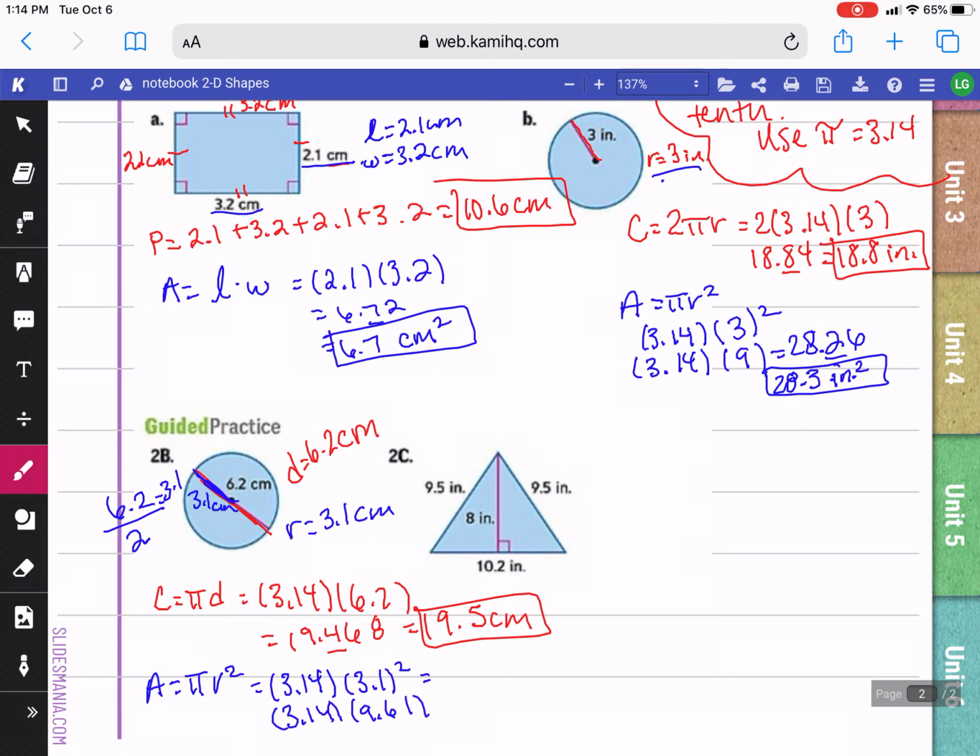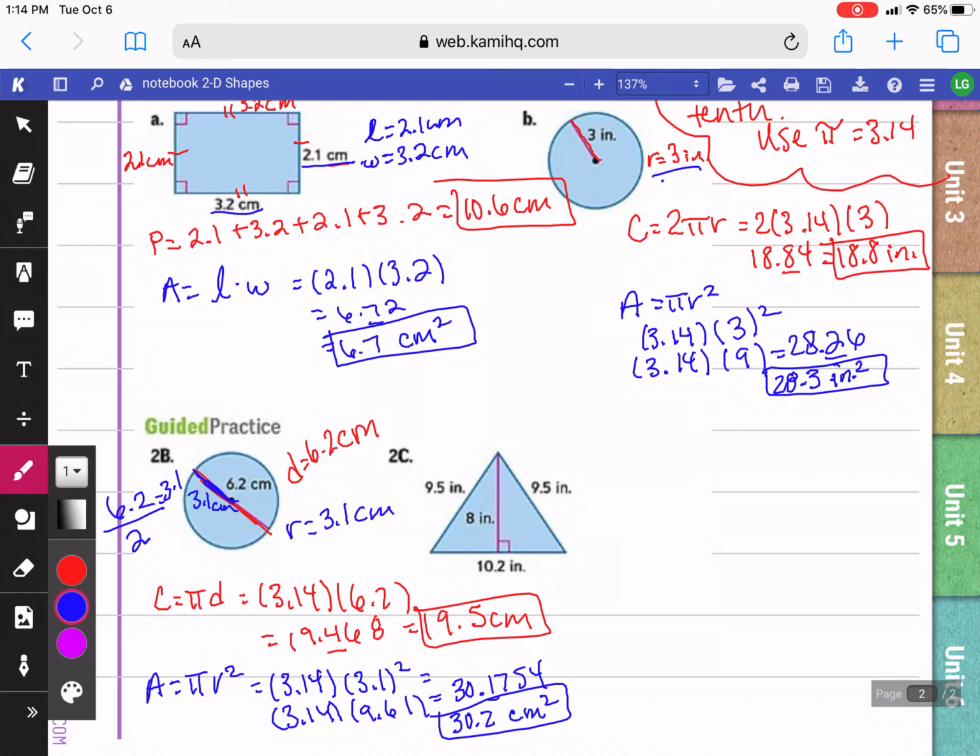And now I can multiply that times 3.14. This comes out to 30.1754. I want the nearest tenth, so 1 decimal. Since 7 is high, I'm going to round this up to 30.2. And my units are centimeters squared. So remember, area, your units are squared.